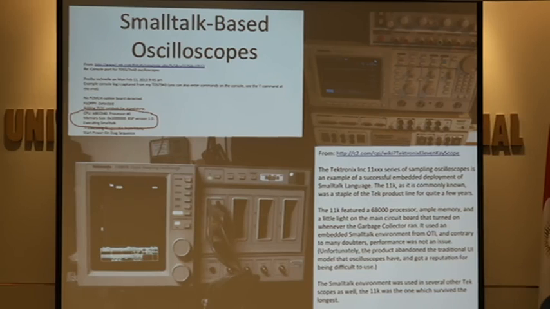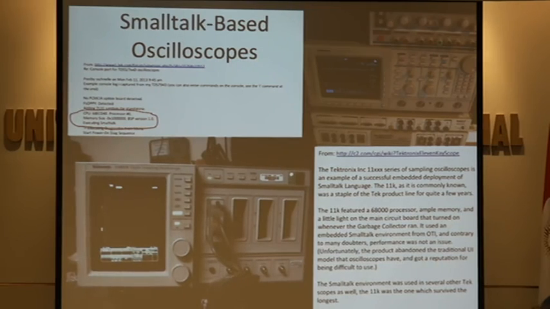Rebecca was also somewhat involved with that project. She was actually involved with working with Tektronix, was one of the first people to work with OTI and helped fund the development of Envy. And it was actually OTI Smalltalk developed using Envy that was embedded in these oscilloscope products, right? Tektronix is very, very much focused on doing real engineering of real products using Smalltalk.